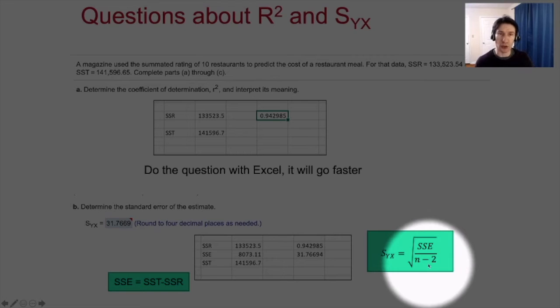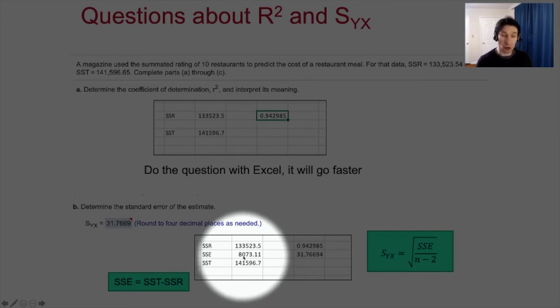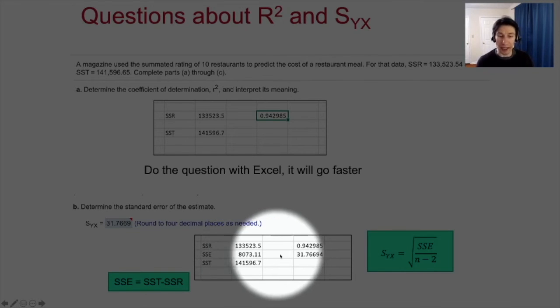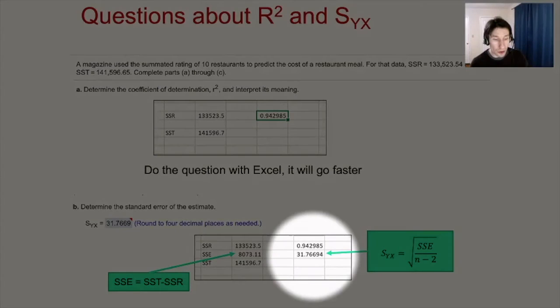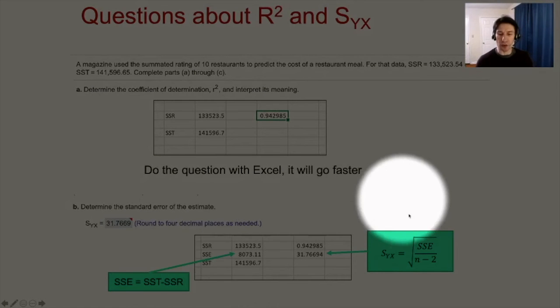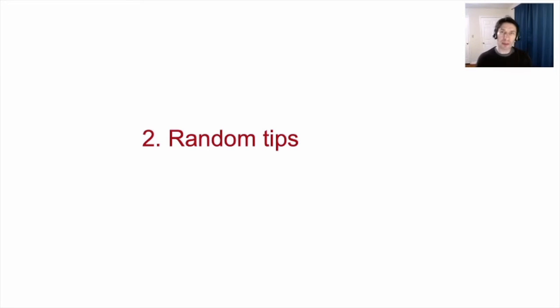What is n minus 2 right here? It's 10. It's 10 restaurants is the n. So you divide SSE 8073.11 by 8, and then you take the square root and you get this. So you first figure out the SSE, and then you figure out the SYX. Last, I'd like to give you a few tips for making sure that you get the right answer in Pearson.